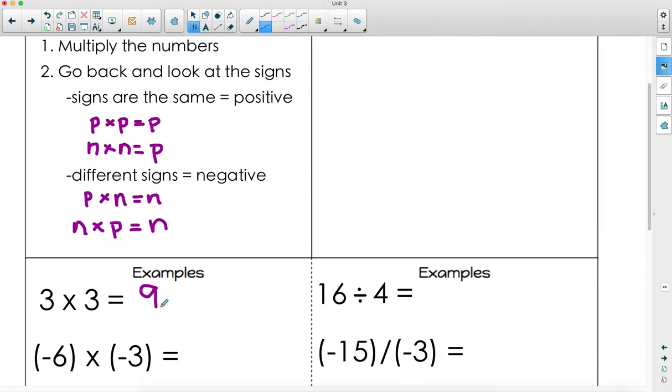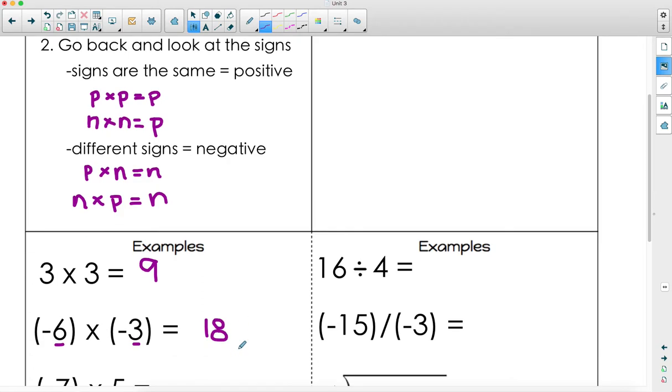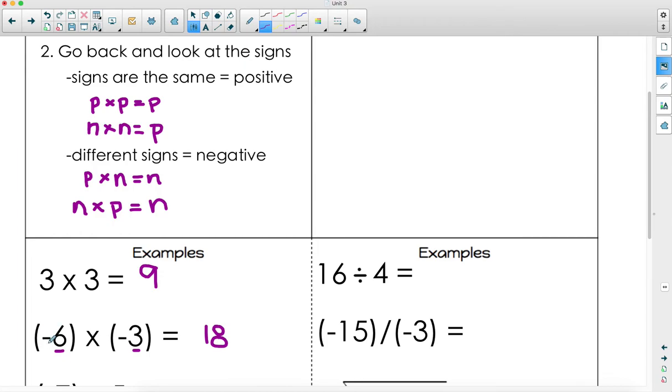Our next example, I have -6 times -3. First I'm just going to multiply 6 times 3, which equals 18. Then I'm going to go back and look at the signs. I have a negative number first and a negative number second. Since the signs are the same, they match, my answer is going to be a positive.